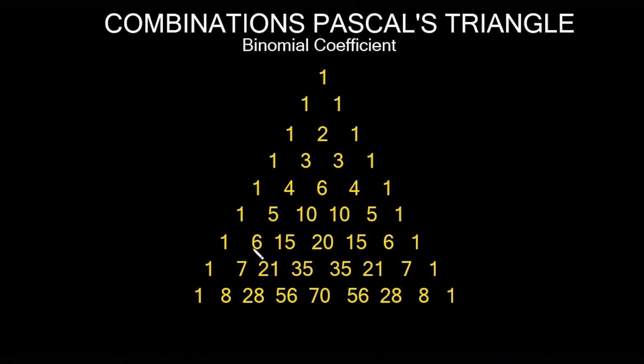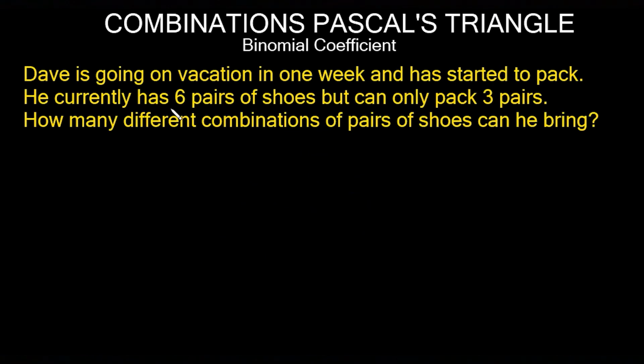So why don't we go ahead and take a look at our first problem, and we'll talk about how we're going to use Pascal's triangle to solve these combination problems. So here's our first example, and it says the following. Dave is going on vacation in 1 week and has started to pack. He currently has 6 pairs of shoes, but can only pack 3 pairs. How many different combinations of pairs of shoes can he bring?